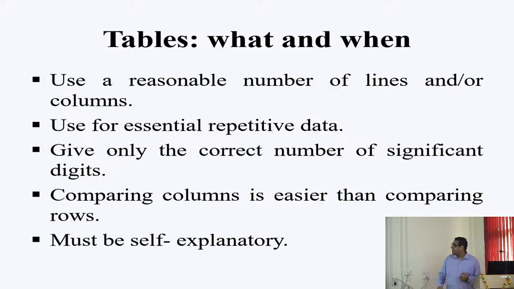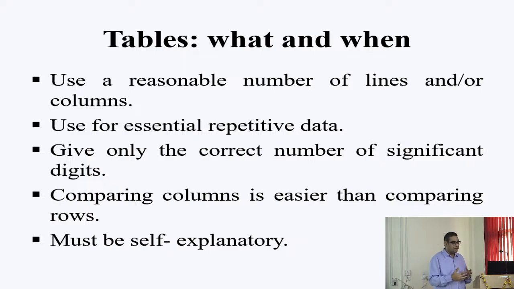Tables: what and when? Use a reasonable number of lines or columns. This is again a problem. Sometimes you make a very crowded table. Really, is it required or not? You have to see that. Use it for essential repetitive data if it is repeated. Don't write Armstrong everywhere, or mu, whatever you write. So if the pH is mentioned, make a table and write all the pH: pH1, pH2, pH3.